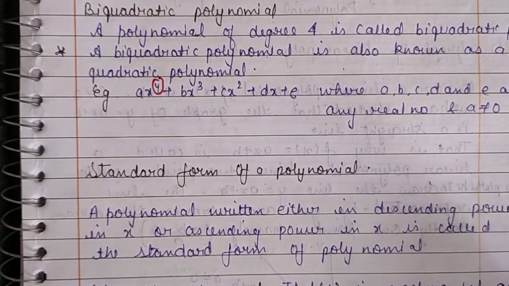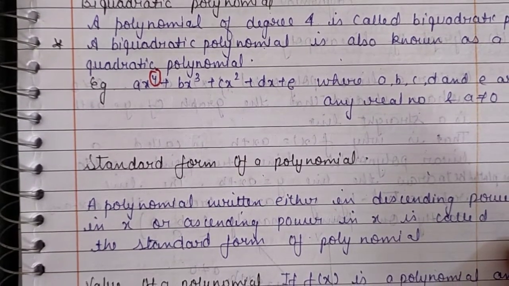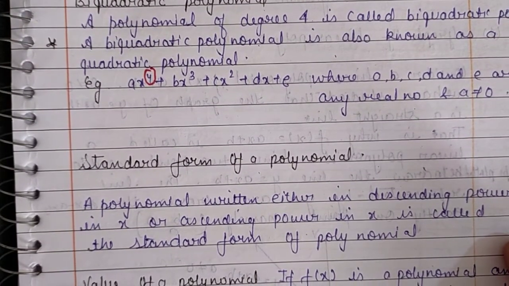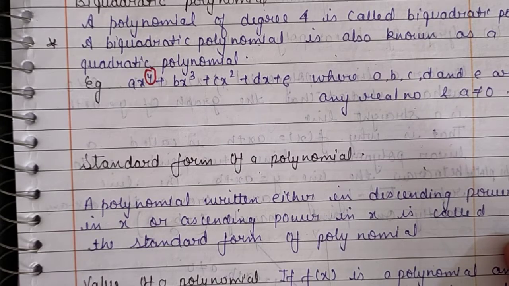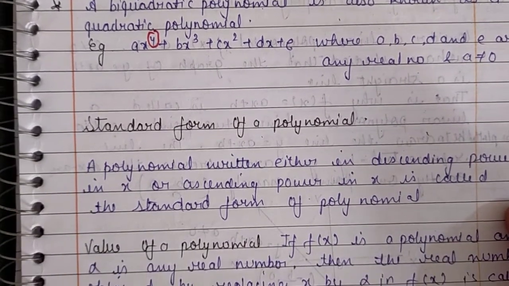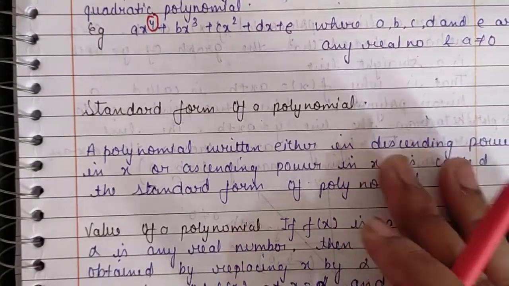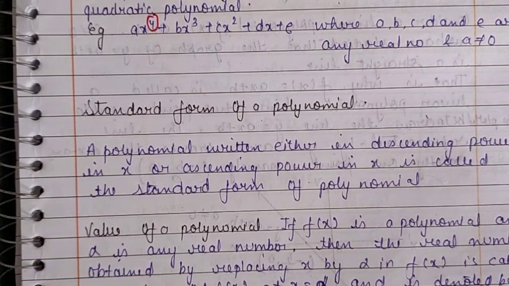Now the next one is, what is the standard form of a polynomial? A polynomial written either in descending power of x or ascending power of x is called the standard form of a polynomial. So these are the things defining what a polynomial is and the terms related to it. We are also learning that the different types of polynomial are defined on the basis of their terms and degree.